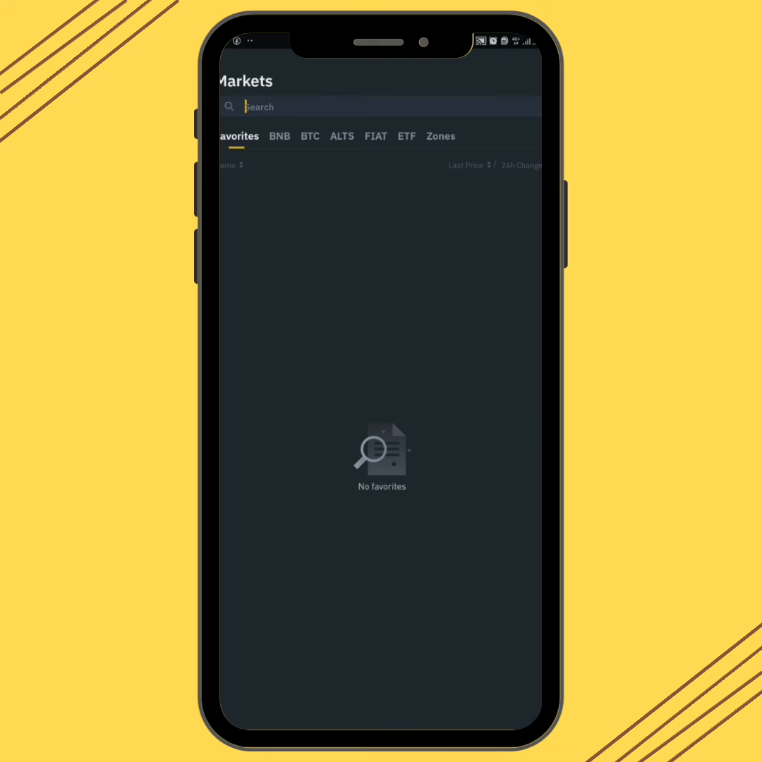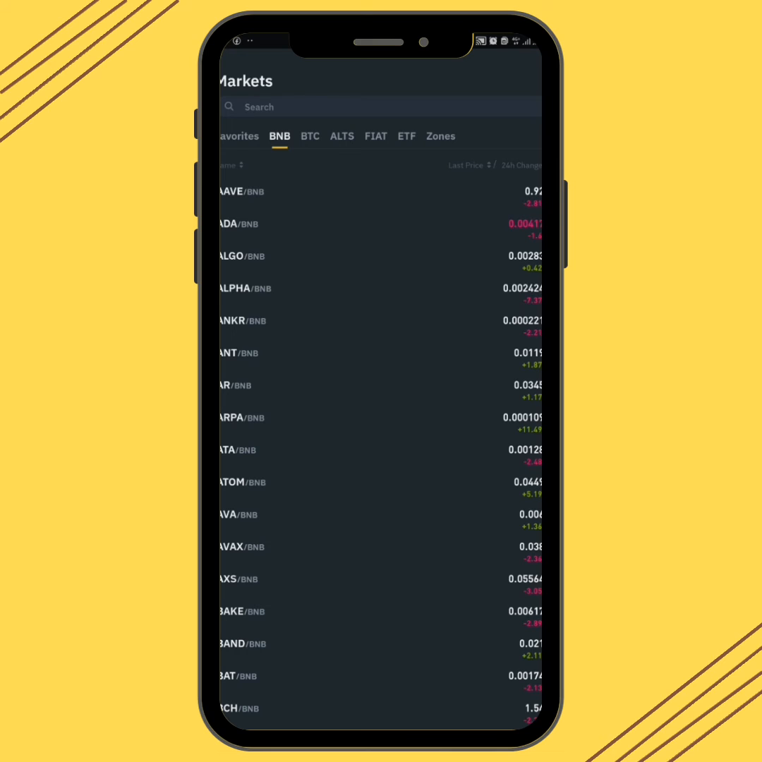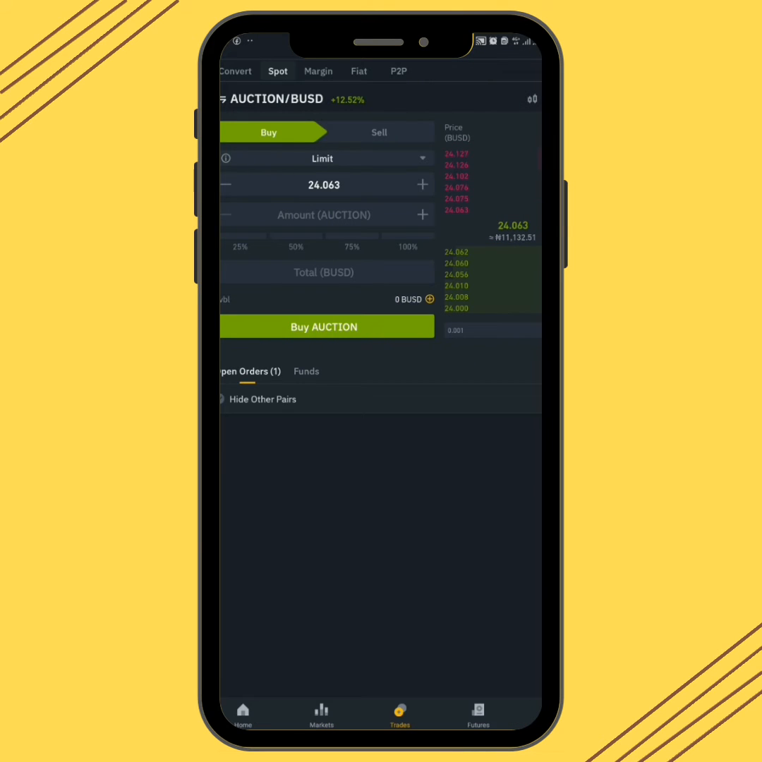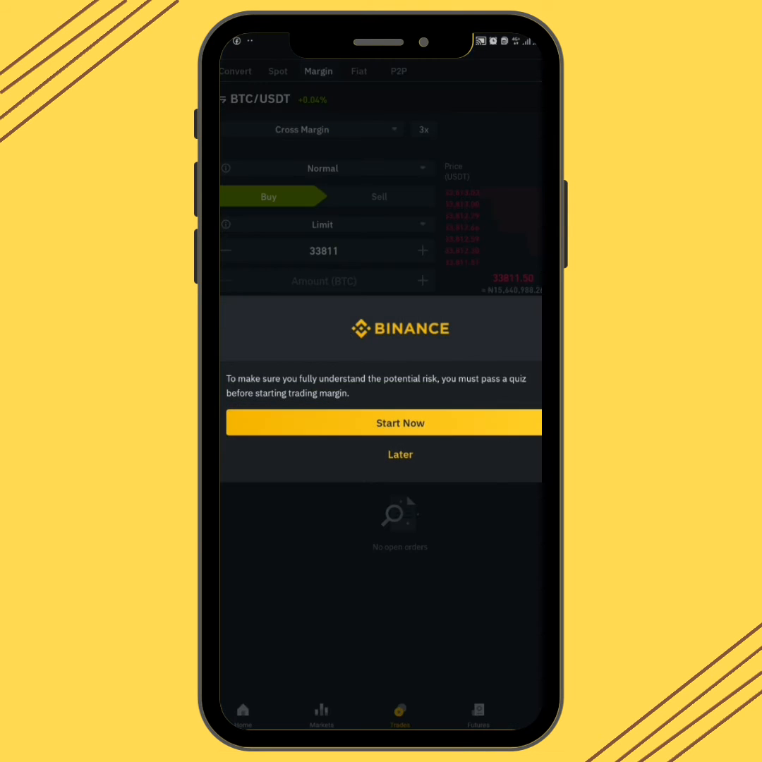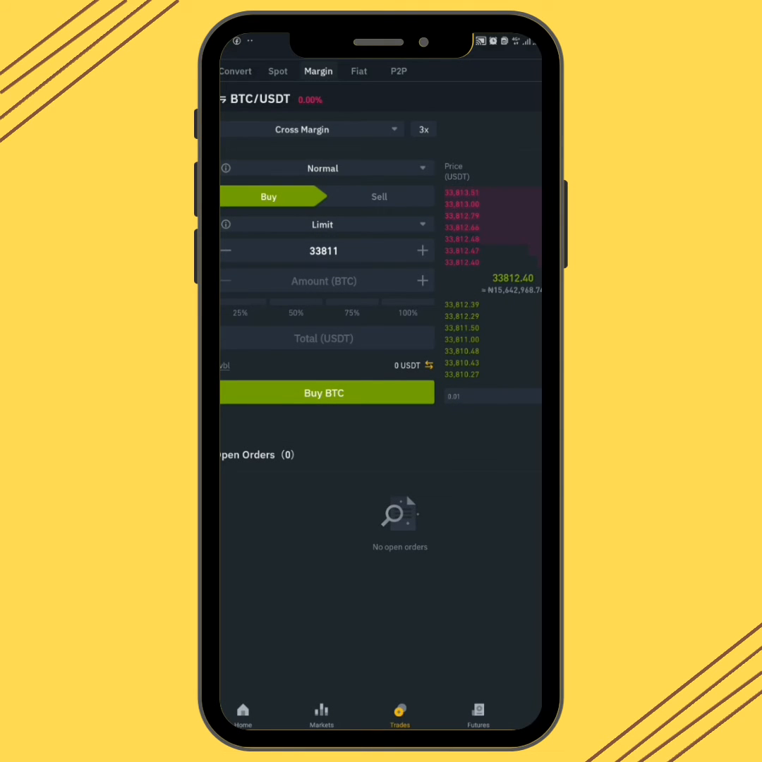I told you market is in pairs, so you can see BNB, BTC, fiat, ETF, zones, and all that. So the margin is quite different from spot. Margin means that you're actually borrowing money to do a trade. So imagine you have $10 and you want to trade on spot, and you put 10x. It will not be 10 times 10. That you are not trading with $100 instead of your initial $10.